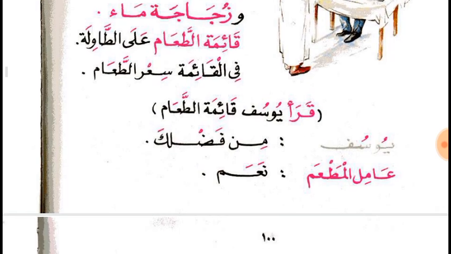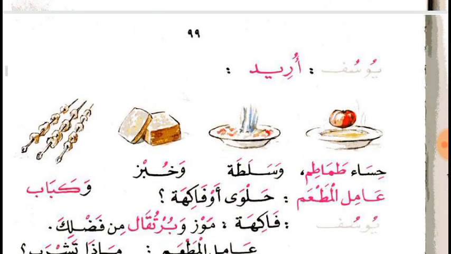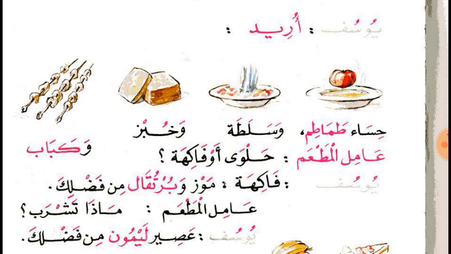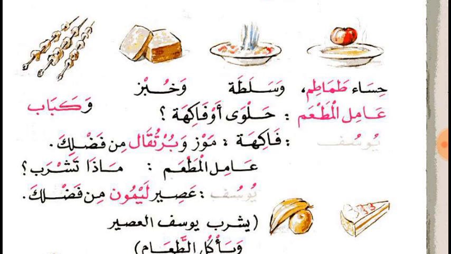Yusuf, min fazlika, how can we say? Please. Yusuf said please, in case he called the waiter and said please come here. Min fazlik means please. Amil al matam, waiter. Yusuf uri, I want. Isa tamatam, soup of tomato. Wasalata, and salad, khubz, bread, wa kebab, and kebab.